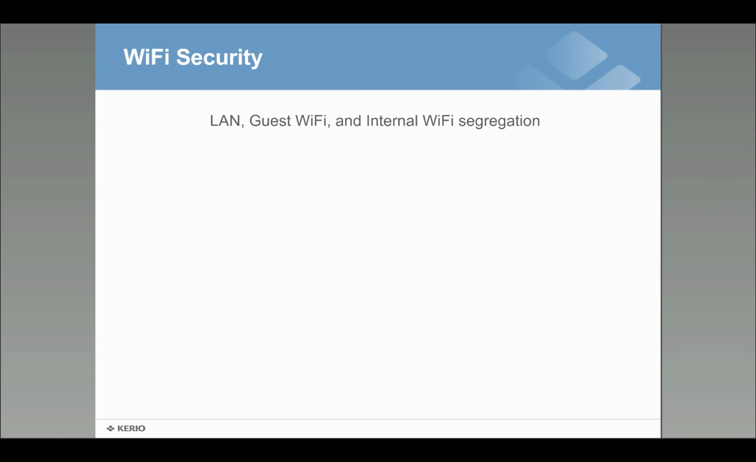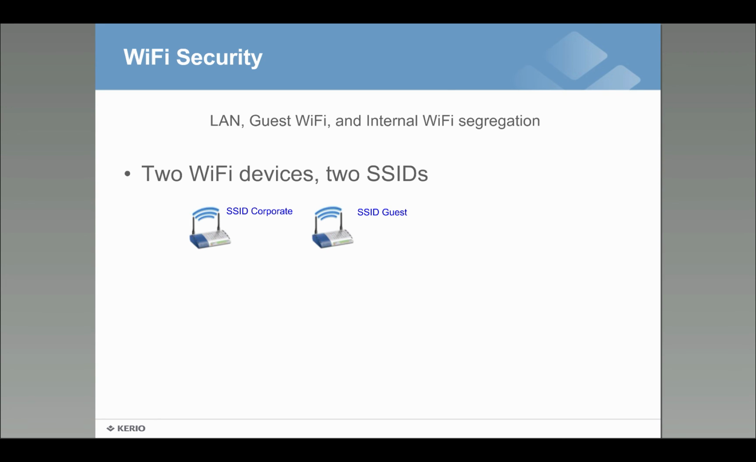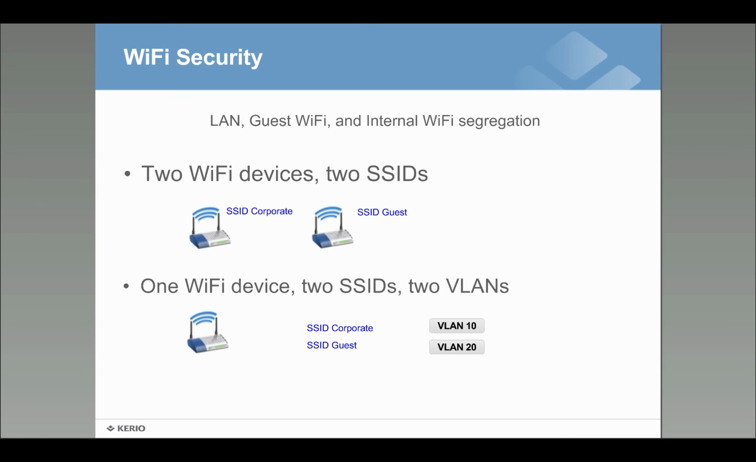So the security happens in two different flavors. The first flavor, and this is the easiest, is that you have two separate Wi-Fi devices, and each one will broadcast its own SSID, totally isolated, and you will see how.